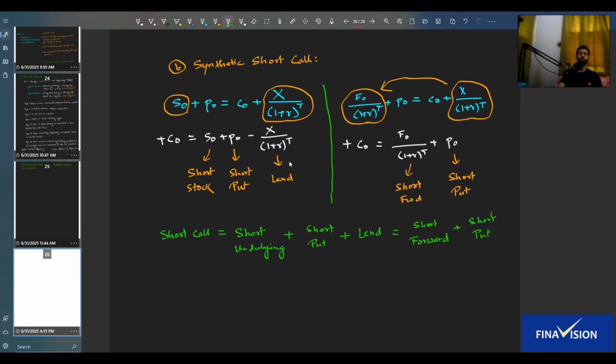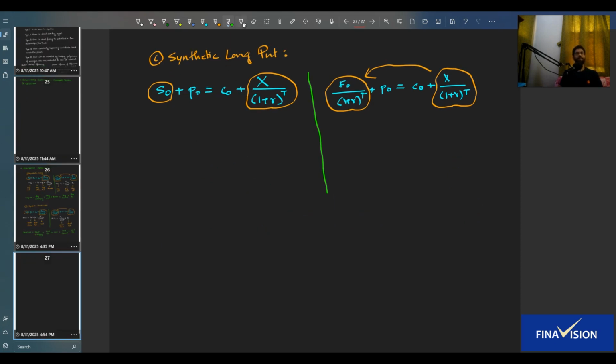Now, the third thing that we'll look at is synthetic long put. So let's look at that. A synthetic long put means there is a cash outflow of the put premium, means we are trying to understand what is the synthetic combination which creates minus P0, right? So minus P0 is equal to S0 minus C0 minus present value of the strike, right?